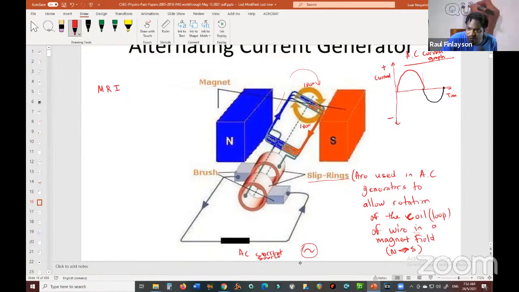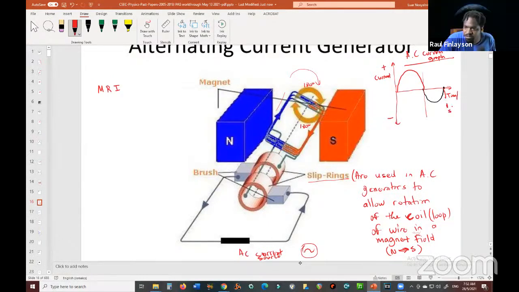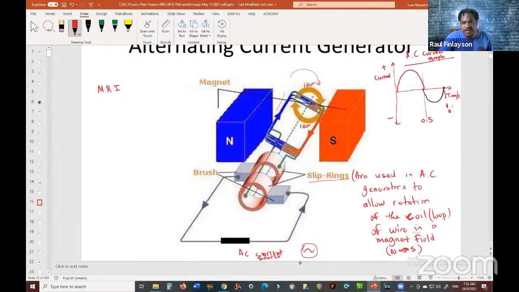So you notice that, all right. So this is like 1 second. Let's call this 1 second. Time is measured in seconds. So in 1 second now, all right, I would say something like this would be half a second. So in half a second, the current is positive. The next half a second, the current is negative. All right. That's pretty much it.